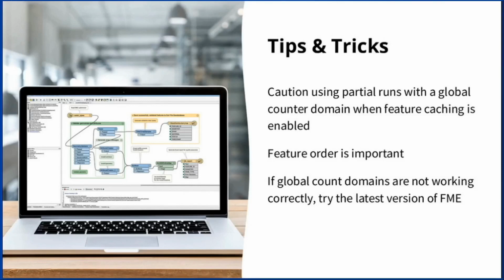In addition, feature order is important. So you would want to control which feature reaches the counter first. The first feature to reach a counter with a global scope determines the value to start the count from.